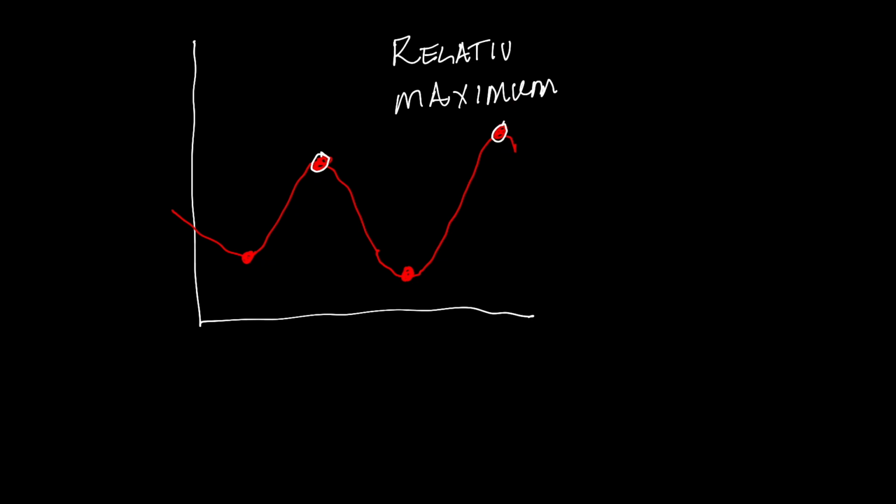When we look at the bottom of the graph, switch colors here, we are looking at 2 relative minimums. So relative minimums. I'll write that in there. Relative minimum.